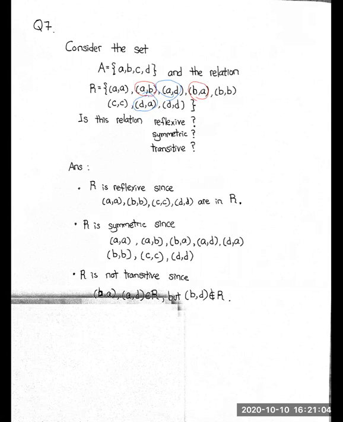However, we can see that R is not transitive. To show R is not transitive, it is sufficient for us to just give one counterexample. You can see that you have (b,a) as an element, and you have (a,d) as an element in R. However, because of transitivity, we should have (b,d) also as an element in R. In this set R, we can't find any such element. (b,d) is not in R. Therefore, R is not transitive.